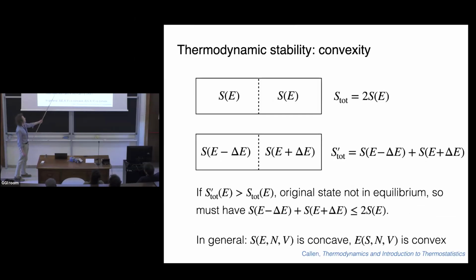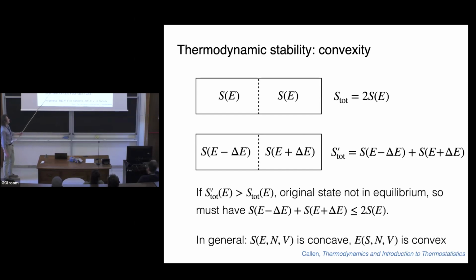So you have your stuff in a box, and you imagine partitioning this box in two. So this has entropy S(E), this has entropy S(E). So the total entropy is twice S(E). And then you imagine, by hand, taking some energy from the left box and putting it into the right box. So the system looks like that. Once you have removed some energy from here and put it here, this has entropy S(E minus delta E), and this has entropy S(E plus delta E), and the total entropy will be the sum of the two again.